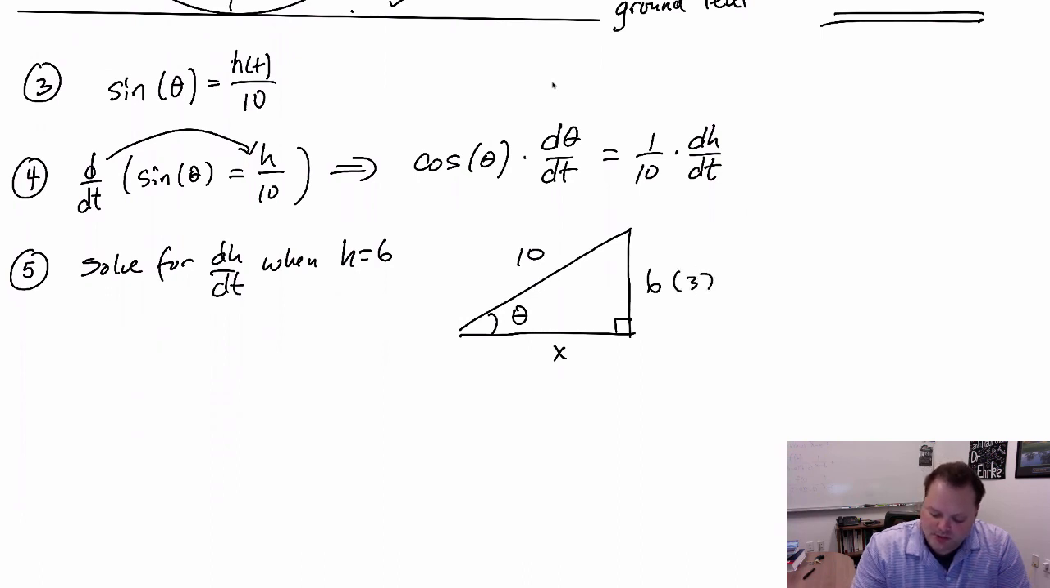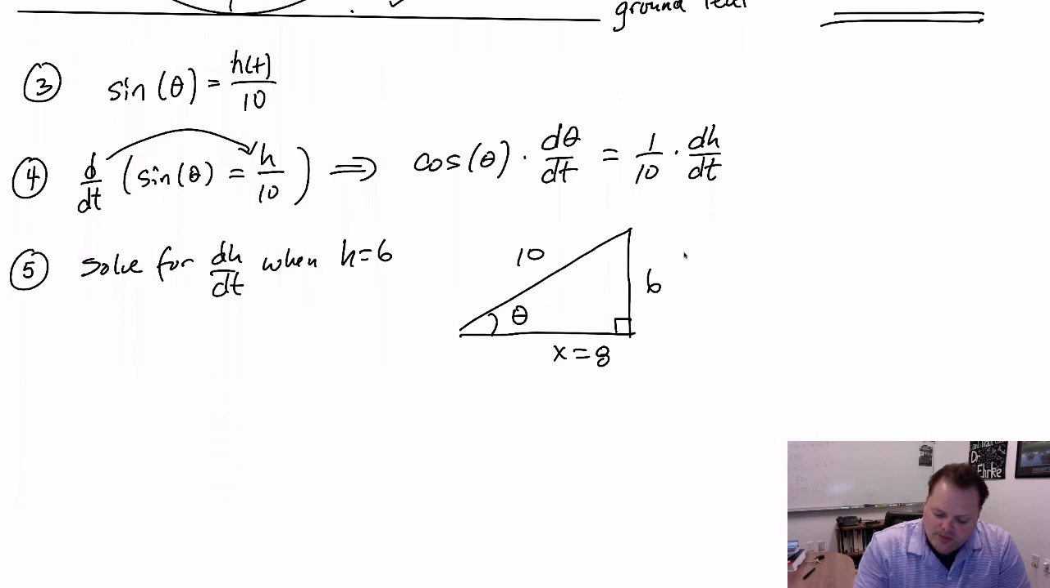If we think of this as a 3, 4, 5 triangle, then 3 times 2 is 6. 4 times 2 would be 8. 5 times 2 would be 10. So x is 8 in this picture. If you want to use Pythagorean theorem to solve for x, you could. But we know in this picture this x distance is 8.